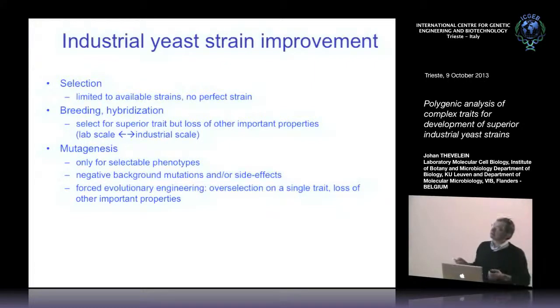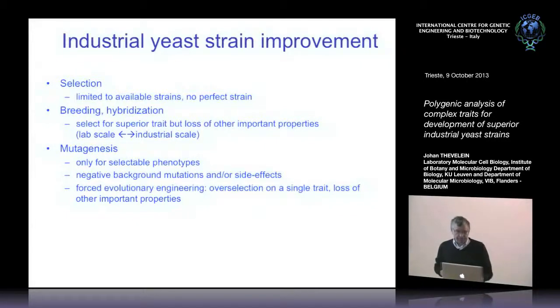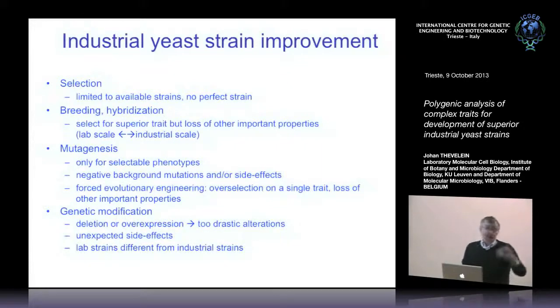You can also mutagenize yeast strains. You can select yeast strains with a superior trait. But mutagenesis only works for selectable phenotypes. You have to be able to select the mutant. When you do mutagenesis, you very often get background mutations in the cells that have negative effects or side effects, and especially negative effects that you only see at industrial scale, so when it's too late. You can do evolution engineering, over-select for a single trait, but this has taught us that you very easily lose other important properties.